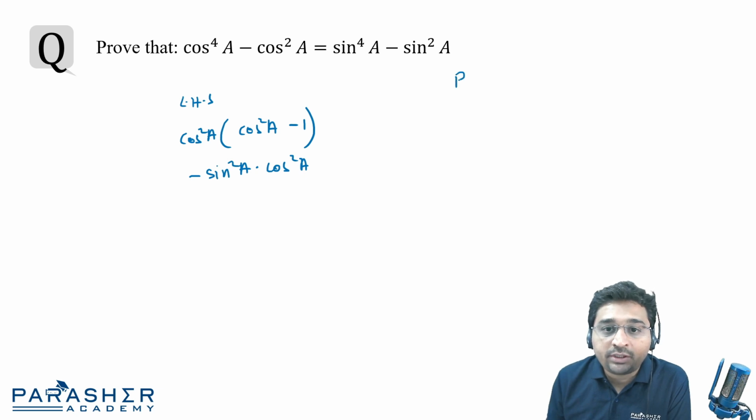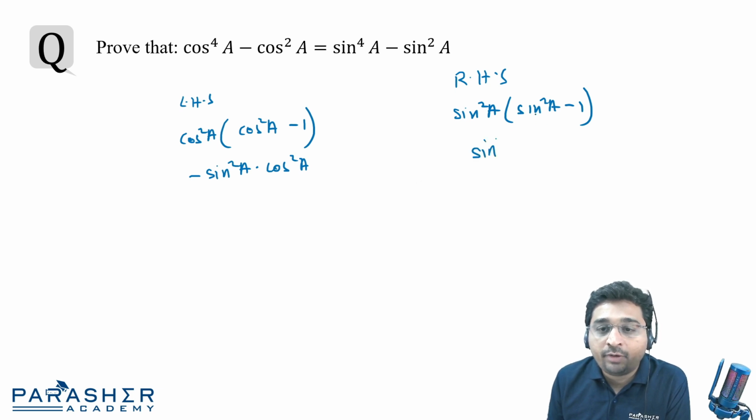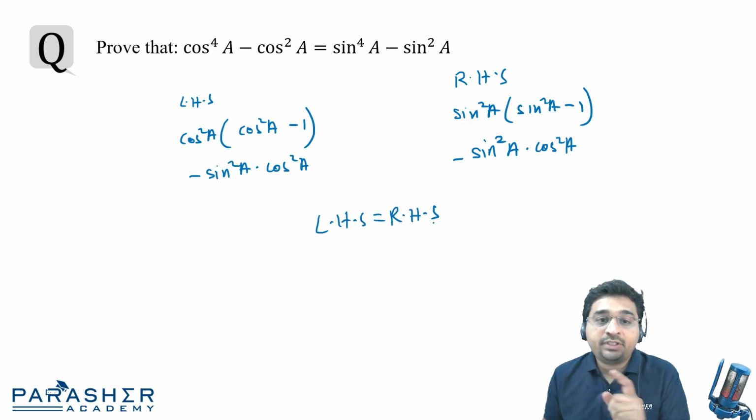Now let's look at the RHS. Similar to the LHS, here I am going to take sine square A common. You are going to get sine square A minus 1. Again, familiar. So take out sine square A common: 1 minus sine square A is cos square A. So this becomes minus cos square A, eventually leading to minus sine square A into cos square A. Hence, LHS is equal to RHS. This is the level 2 application.